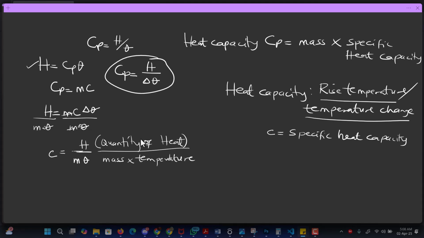So I'm going to say that again. Let me write it down so that you get exactly what I'm saying. I just said that specific capacity, let's use this space. Specific heat capacity definition.